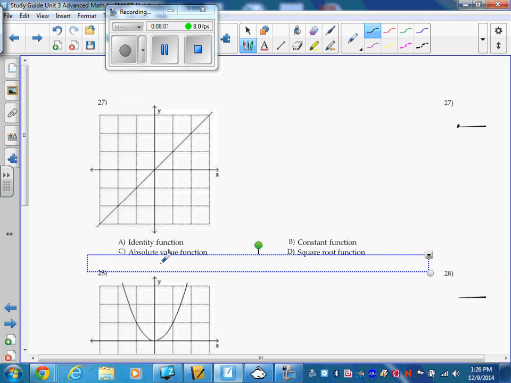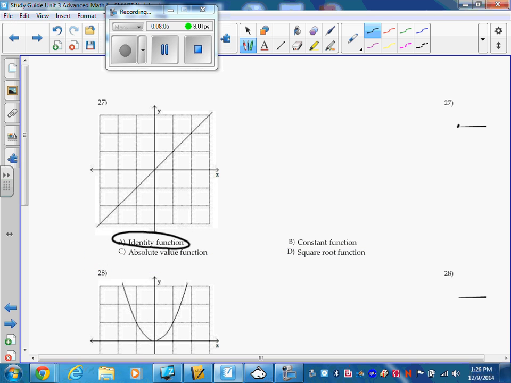Okay, this one is an identity function. Some of you are tempted to put constant function on this one, but this is the identity function because it is y equals x. If y equals 1, x equals 1. It identifies itself. So the identity function is the line y equals x, and that's the only one there is. So this is choice A also. So if you didn't get the A pattern, now you have it, right?